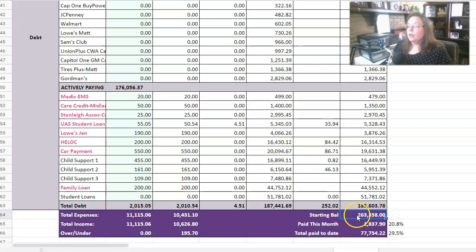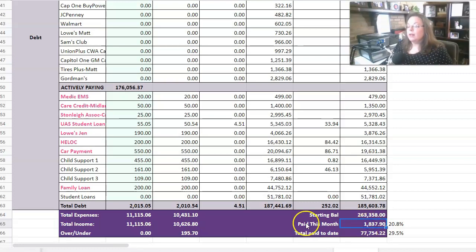And, you know, our starting balance, really, if you look at it as we add it over time, the total principal we're going to be paying is $263,358. So that's significantly more. It's about $11,000 more than what we started with. And this will be the number that we carry forward from this day on.